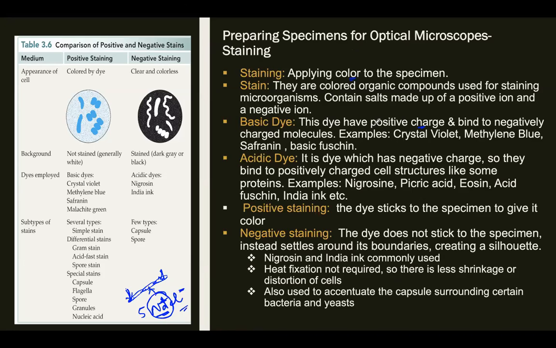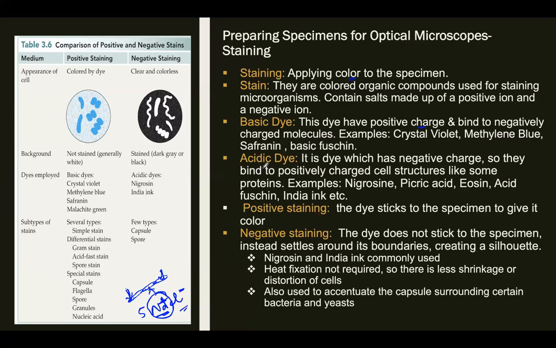So basic dyes have a positive charge, so they can easily bind to negatively charged molecules. In the bacterial cell wall, you will see phosphate, PO4 3-. So the bacterial cell wall is mostly negative, and they easily grab this basic dye. That's the reason in this lab we are going to use basic dyes like crystal violet, methylene blue, safranin, basic fuchsin. All are basic dyes, meaning these are all positively charged.